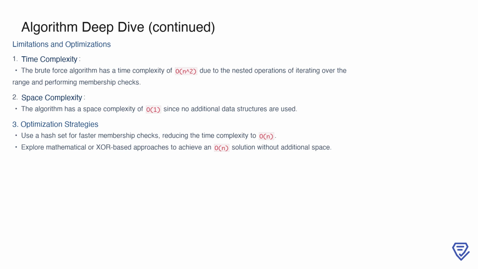On the other hand, the space complexity is O(1), because no additional data structures are used beyond the input array and loop variable. To optimize this solution, we can reduce the time complexity by using a hash set for membership checks. With a hash set, the membership operation becomes O(1), reducing the overall time complexity to O(n). Alternatively, mathematical approaches, such as summing the expected range and subtracting the sum of the array, or using XOR-based techniques, can achieve an O(n) solution without additional space, making them highly efficient replacements for the brute force method.